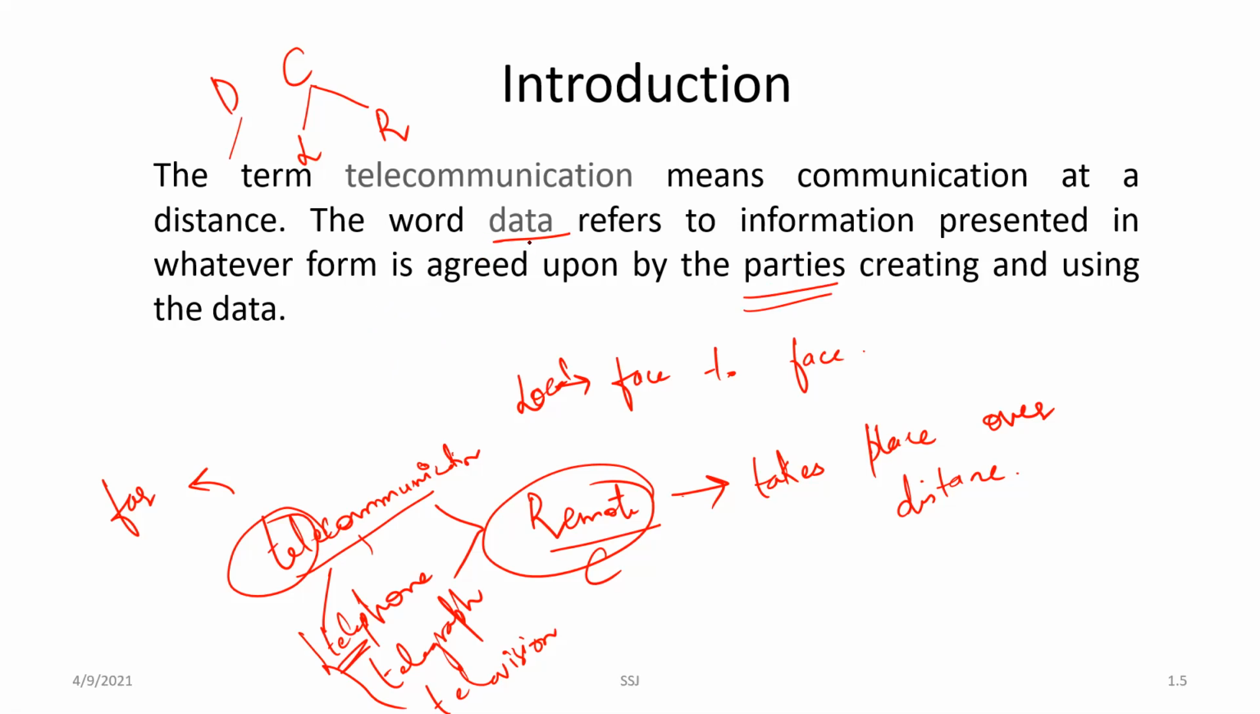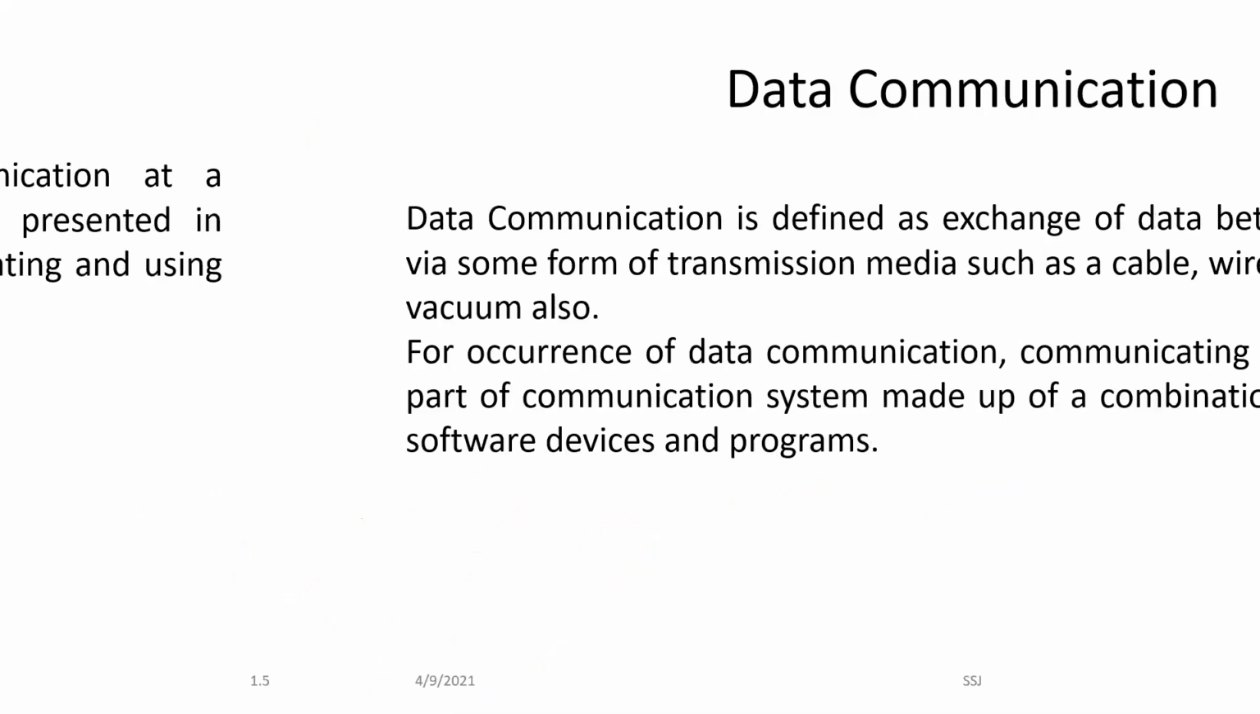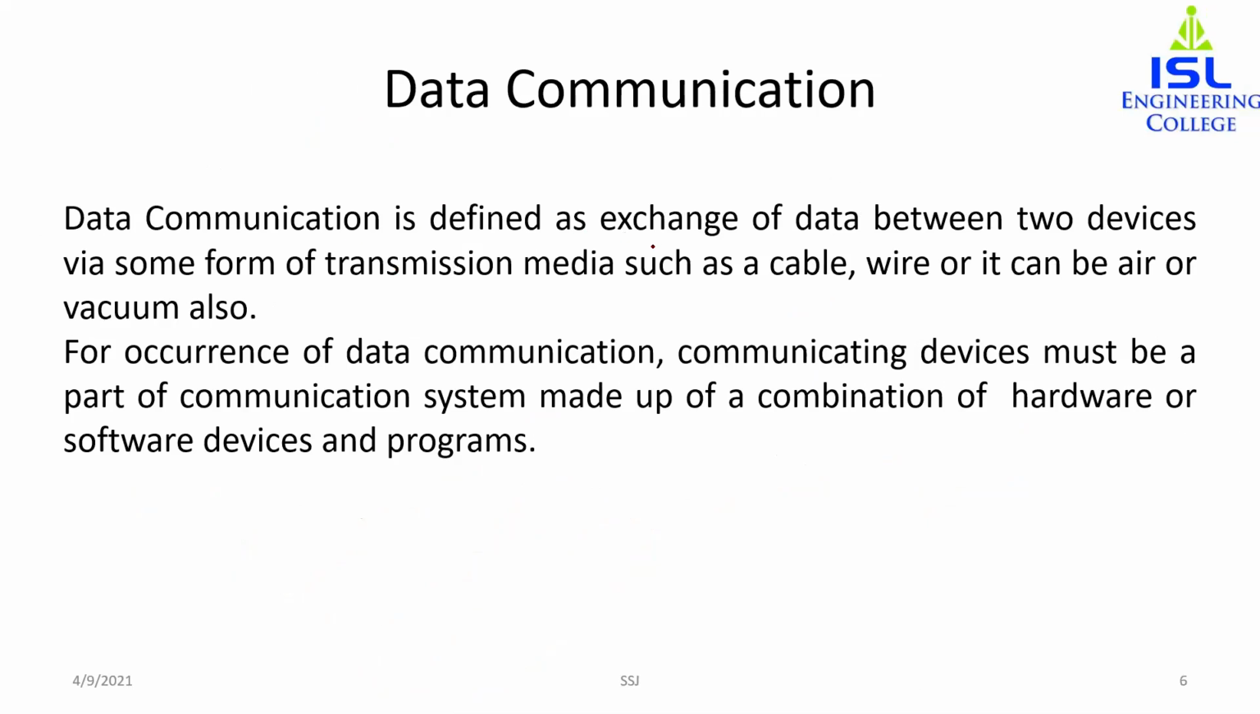Now we will combine these two terms, data and communication. What do you mean by data communication? Data communication is defined as the exchange of data between two devices, or it can be between two persons. Since we are talking about computers, it will be two devices via some form of transmission media, such as a cable, wire, or it can be air or vacuum also.